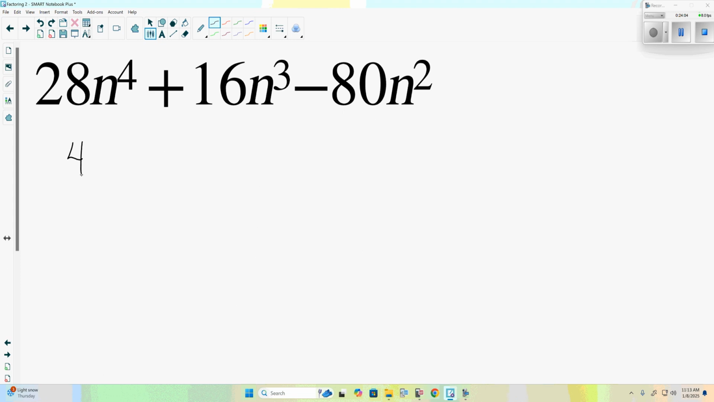4 is the biggest. Now, there is another greatest common factor between these three terms. So we got the number, because 4 is the greatest common factor between 28, 16, and 80. But this is one of the first ones where we have something else in common with all three. They all have n, yes? So variables can be a part of the greatest common factor. How many n's can we factor out of all three? Interestingly enough, it's whichever one has the smallest power.